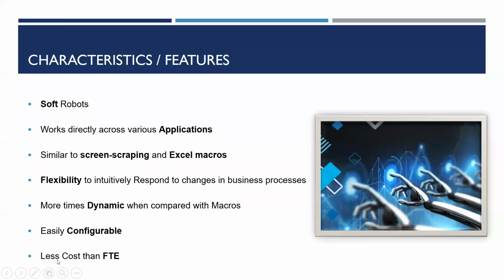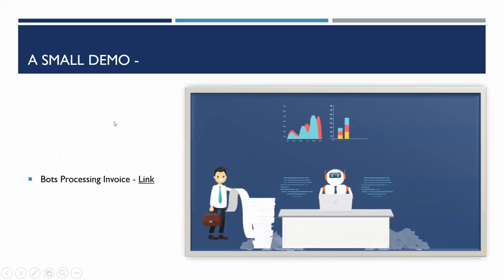And the next thing, which you already know, is that the robot costs less than a full-time employee. This is the first reason why many companies are automating their business processes. So these are a few characteristics of a robot or a soft robot.